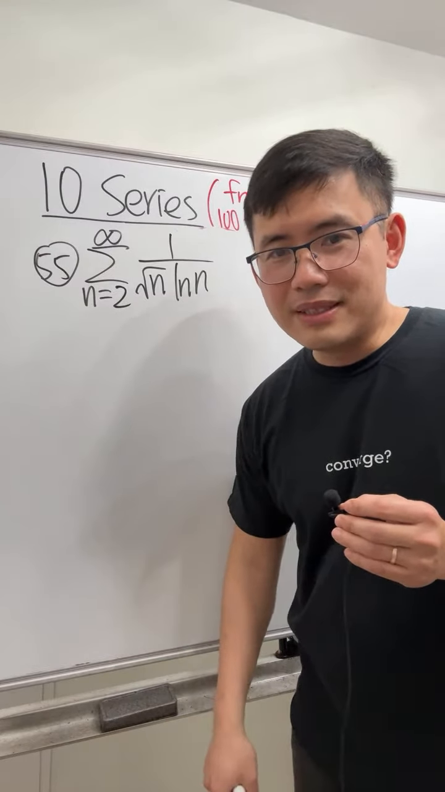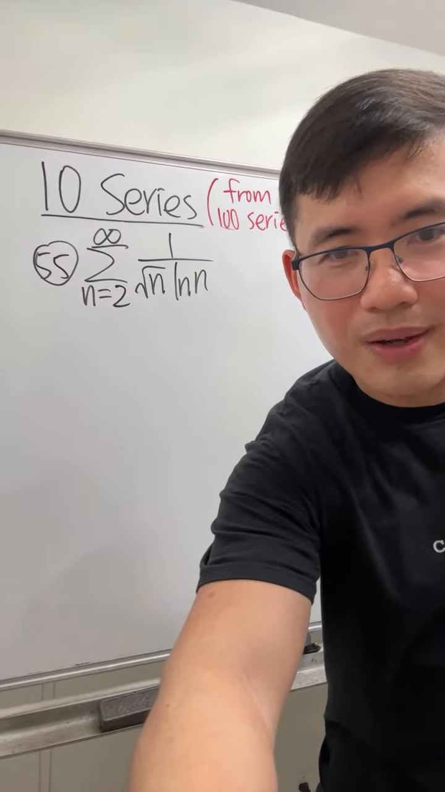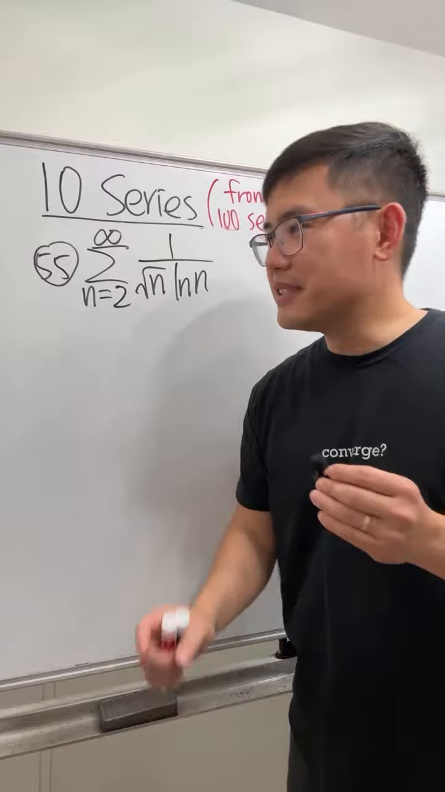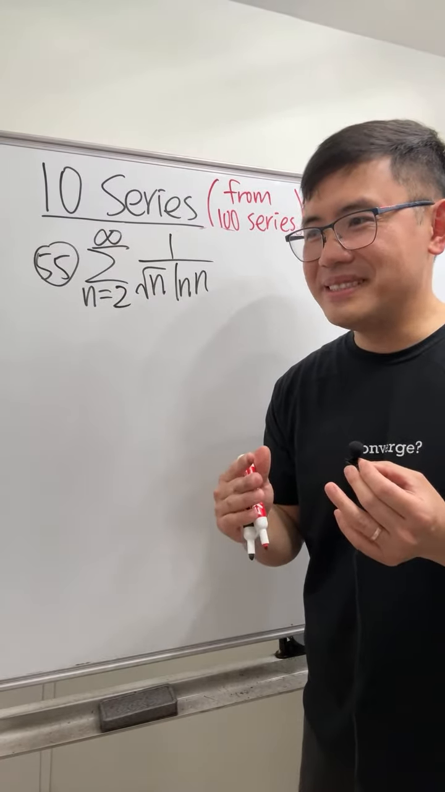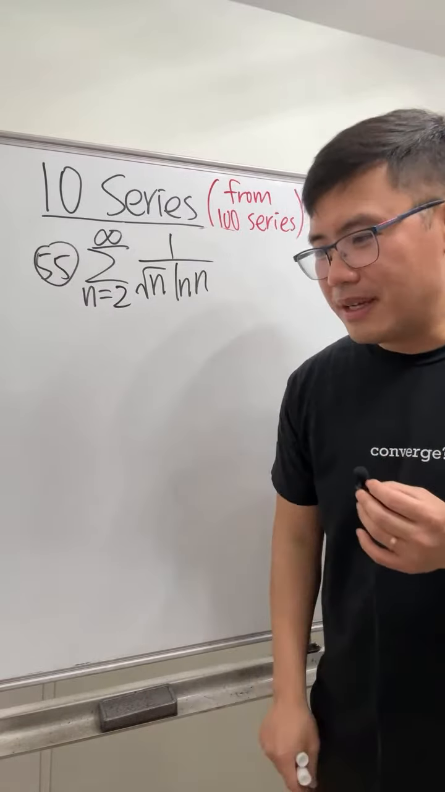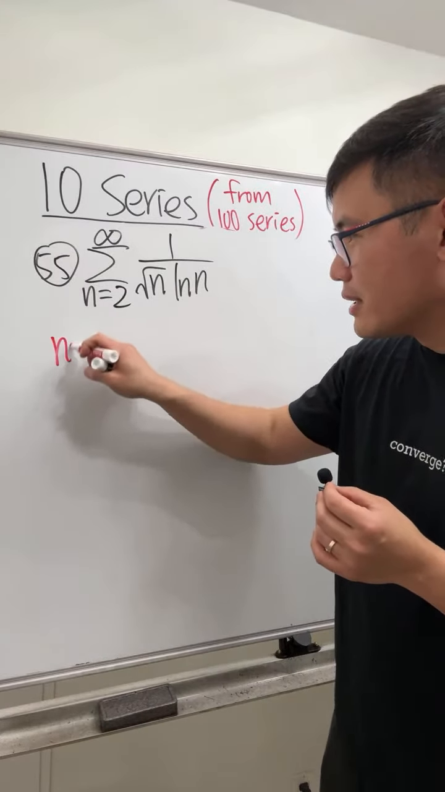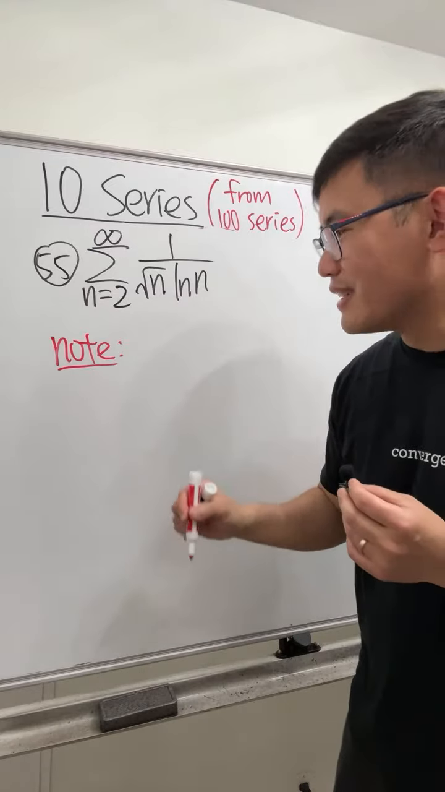Because ln is, so I have to go back to the chart. Okay, big O of square root of n. True that, and here's the thing. In Cal 2, we don't really do little o or big O notations unless you are at different schools. And usually this is what we can say. Here's a note, whatever.